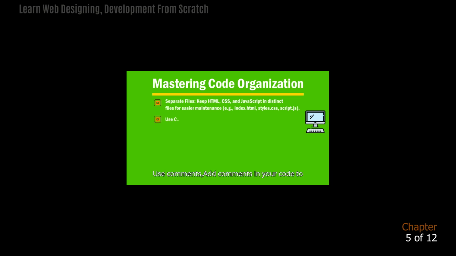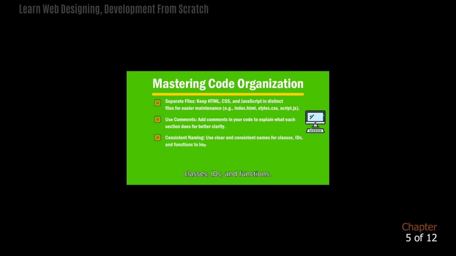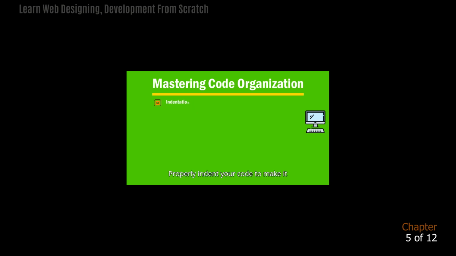Use comments. Add comments in your code to explain what different sections do. For example, consistent naming. Use clear and consistent names for your classes, IDs, and functions. For example, name a class main-header rather than just .header. Indentation. Properly indent your code to make it easier to read.